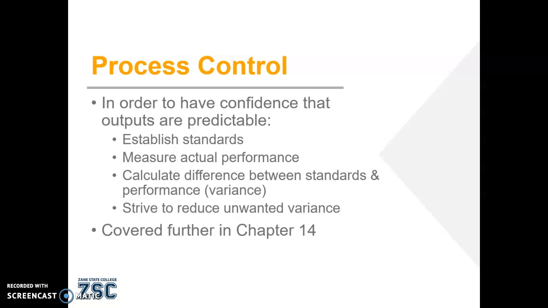There is going to be variance in any process. You've got your typical average results, and then you've got some outliers. You want to reduce those outliers. You want to reduce the variance within the process. And this is something that we'll look at more a little further down the road in Chapter 14.